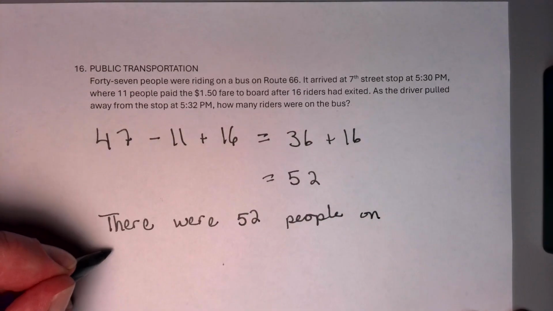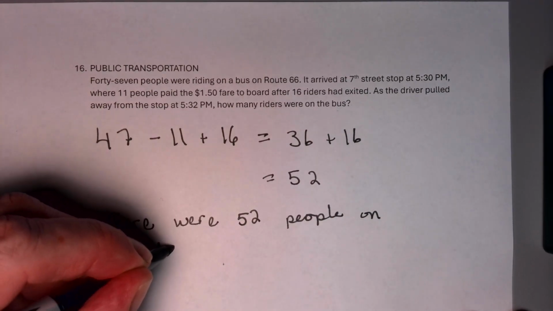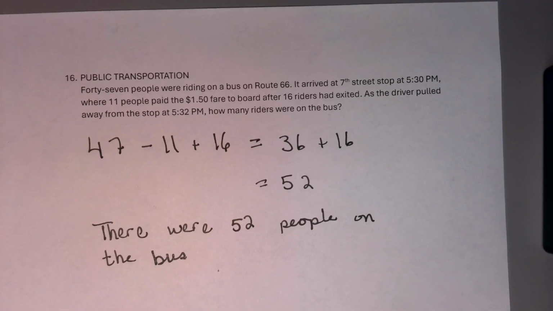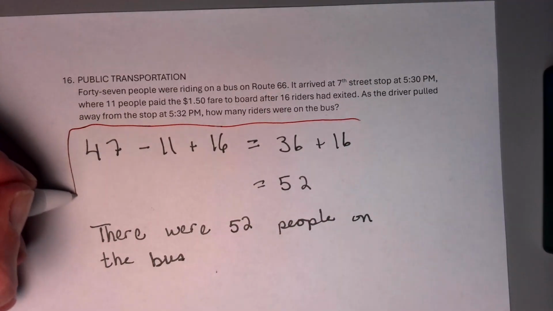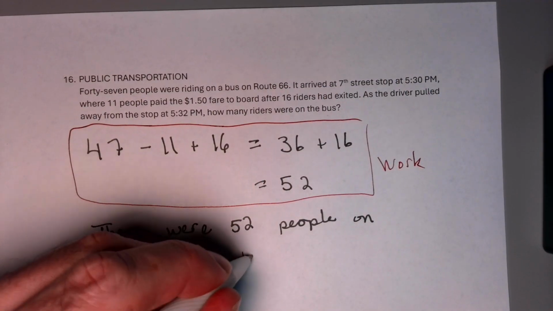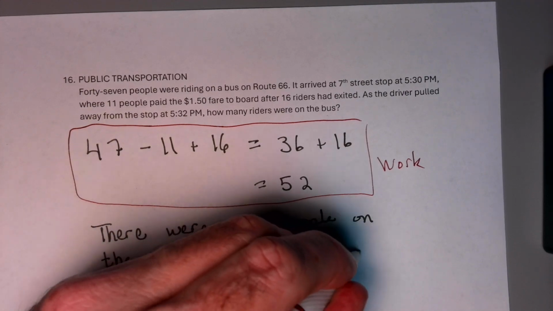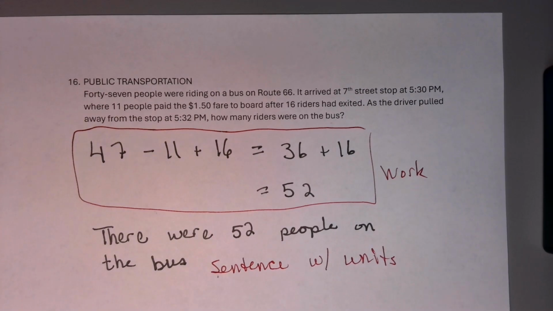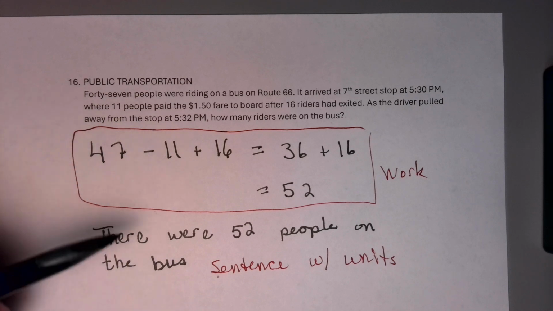people on the bus. Okay, so once again, we're seeing our work up here, showing how we got the answer, and our sentence with units. That's what we need to see for our answer. Okay? So hopefully these demonstrations help you as you're working through these applied problems. So we've got our 4 operations: addition, subtraction, multiplication, division. You can tackle all these problems using those operations. Just remember to document things appropriately.